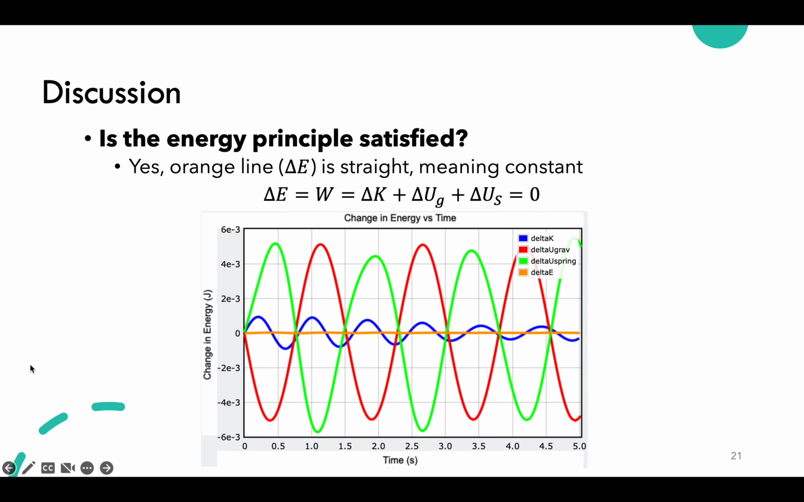So the first what if question was, is the energy principle satisfied? So it is definitely satisfied, and we know this because the orange line on the graph that GlowScript outputted is equal to delta E, and if the energy principle is satisfied, then delta E should equal 0. And the orange line is constant at the value of 0, meaning that the energy principle is satisfied.